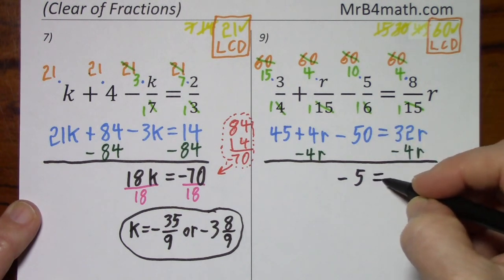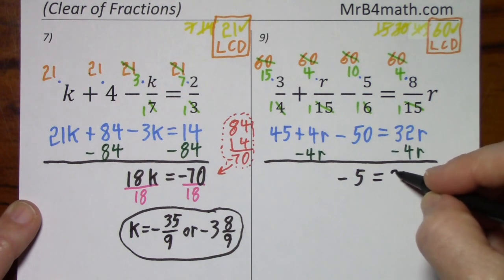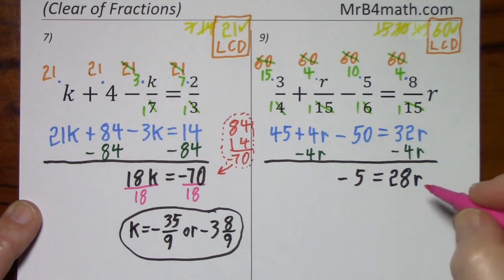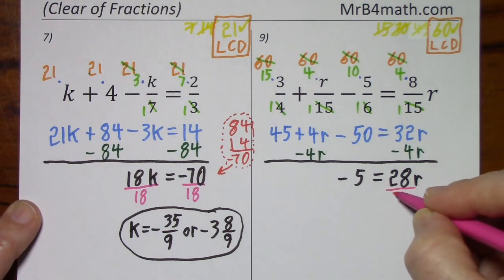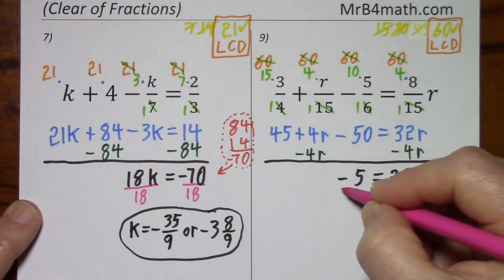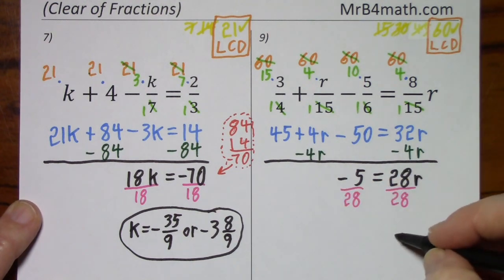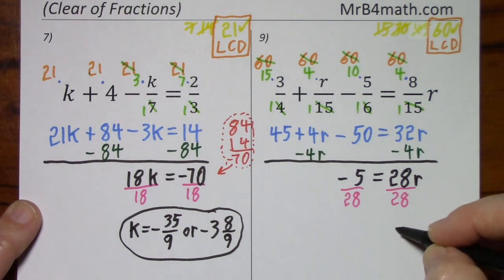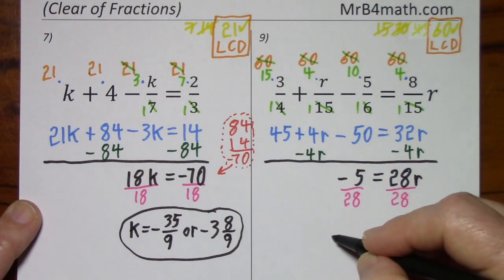Bring down your equals. The signs are different. We subtract. We're left with 28r. You want r all by itself. So divide by 28. Divide by 28. This becomes 1. 28 divided by 28. So it's 1r is negative 5/28.